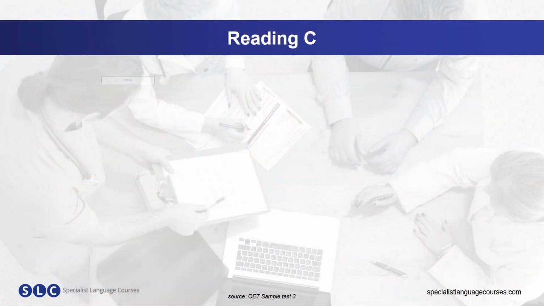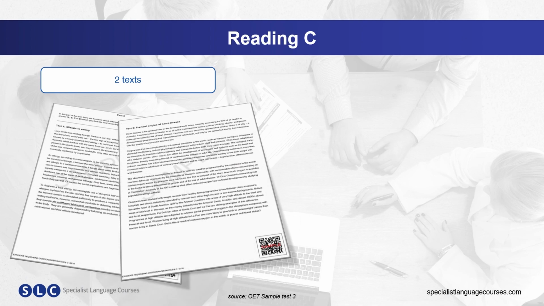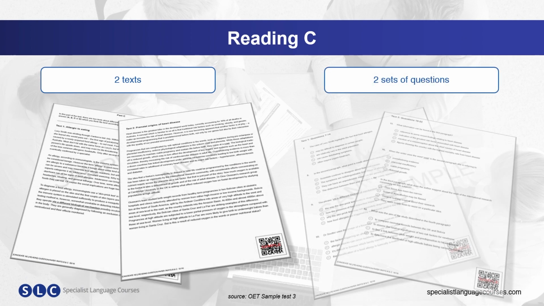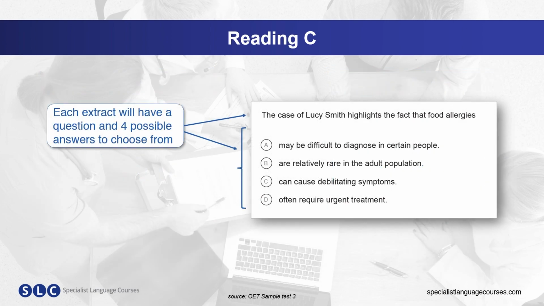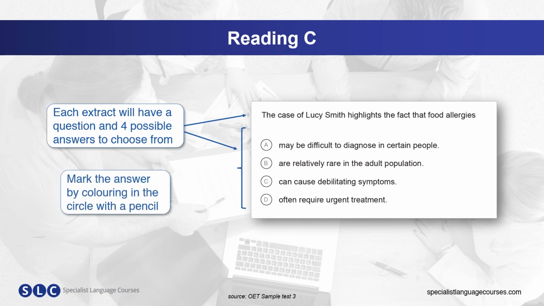And finally, let's move on to talk about reading part C. For part C, you have 2 texts and 2 sets of questions. They are much longer and there are 16 questions in total. Each extract will have a question and 4 possible answers to choose from, and you mark your answer by colouring in the circle with a pencil.